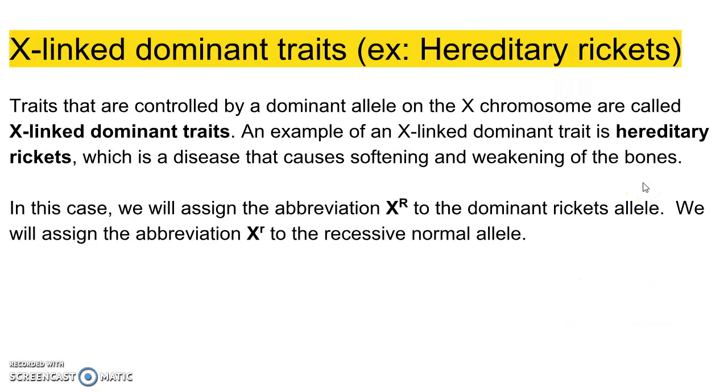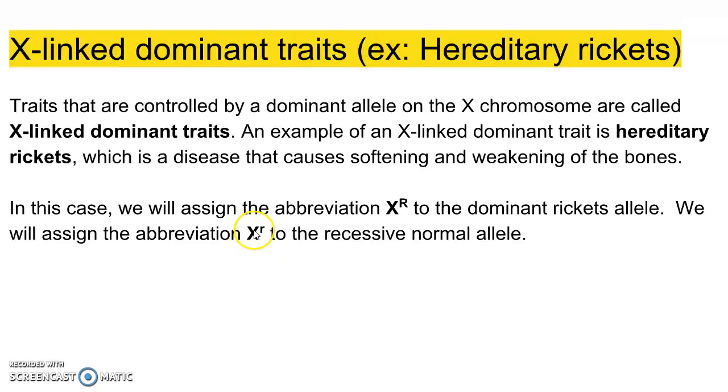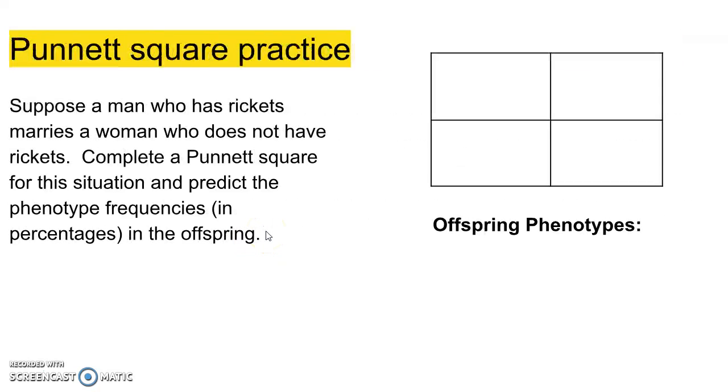Okay, moving on, let's talk about examples of X-linked dominant traits, which are controlled by a dominant allele on the X chromosome. An example of an X-linked dominant trait is the hereditary form of rickets, and rickets causes the bones to soften and weaken, and it can cause the leg bones to bow, which is one of the characteristic symptoms of rickets. So we are going to use an X big R to represent that dominant rickets allele, and we're also going to use X little r for the recessive normal allele.